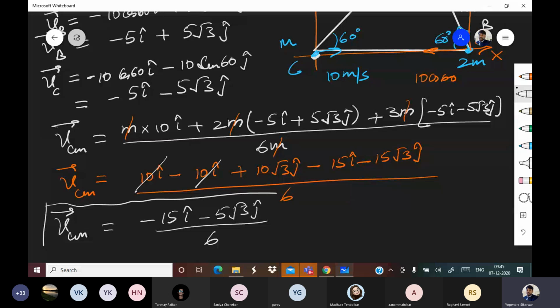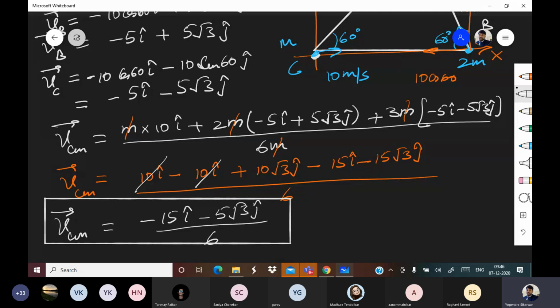How many of you were getting this answer? Minus 15 I cap minus 5 root 3 j cap upon 6. Only two persons have given the answer, Amod and Sakshi. Only two persons. That's quite bad, but okay.